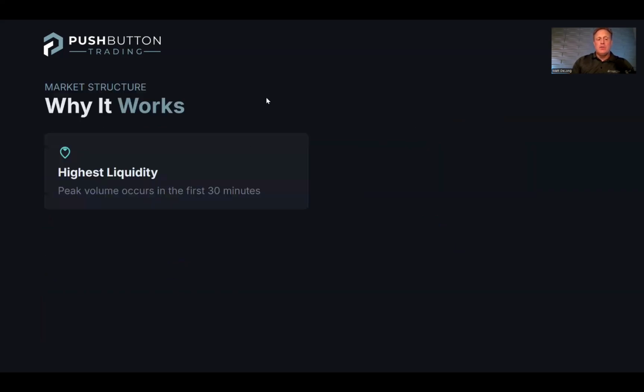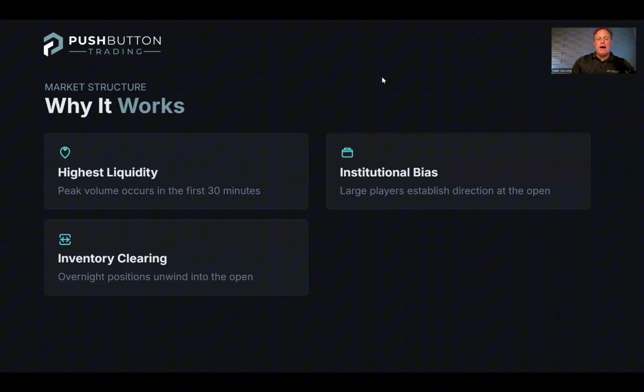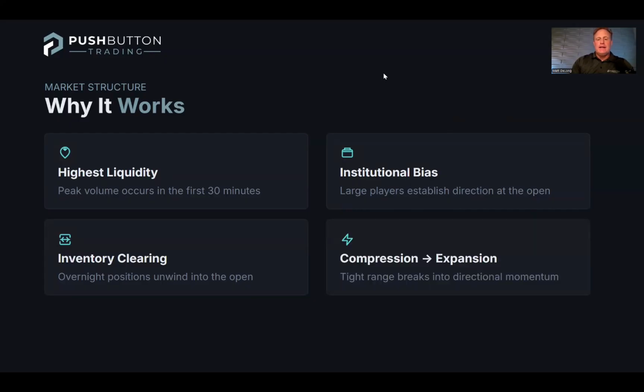So let's talk about why this works. Again, highest liquidity occurs in the first 30 minutes. There's some institutional bias inventory, and there's that compression that typically happens. And if you've ever watched the market open, it is pretty wild at times, especially the first few minutes. It can be very, very wild. And that's what we want to take advantage of. We want to take advantage of the compression, right?